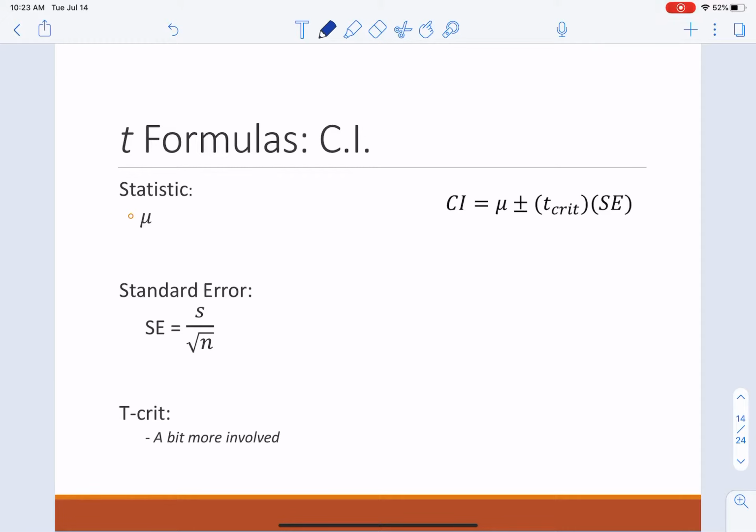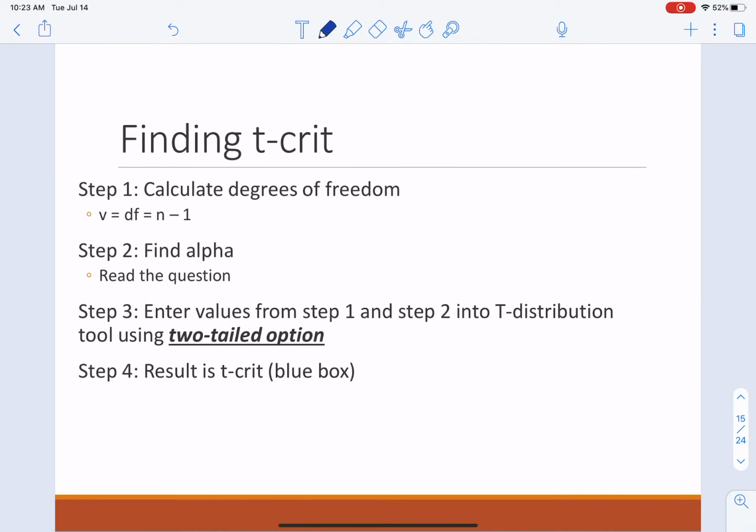It is okay, because how do you find it? Super easy. We still use that tool, right? So the first thing you do is just find your degrees of freedom. So easy. It's n minus 1, right? So if you have a sample size of 10, degrees of freedom is 9. That's the amount of independent information you have.